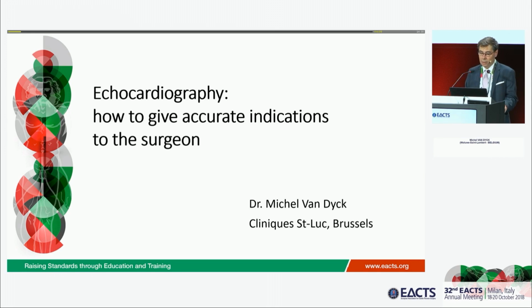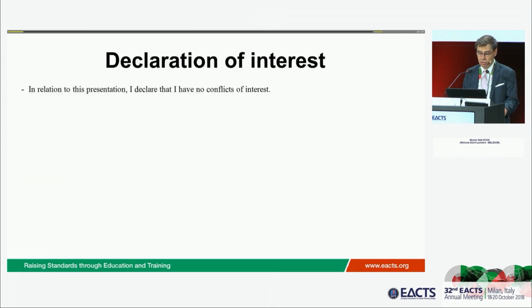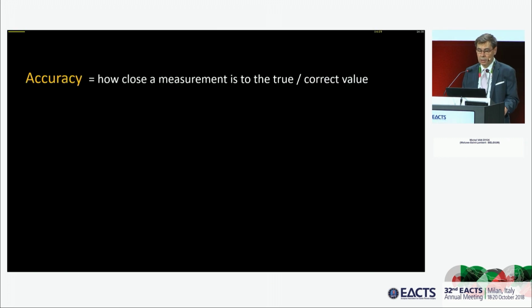And dear colleagues, in the title of my lecture, it was the word accurate indication. So first I have to declare I don't have any conflict of interest. And accuracy is a word that's sometimes hard to apprehend, and it means to be as close as possible to the true value, to the true aspect of the valve.